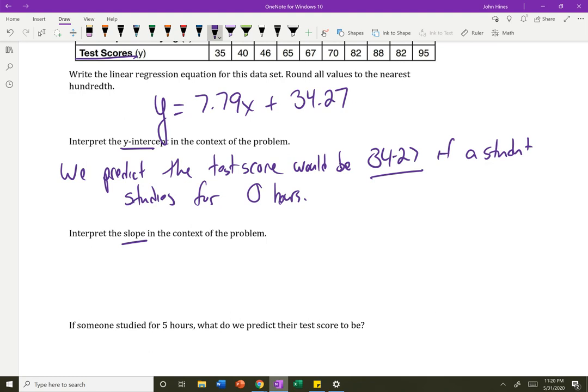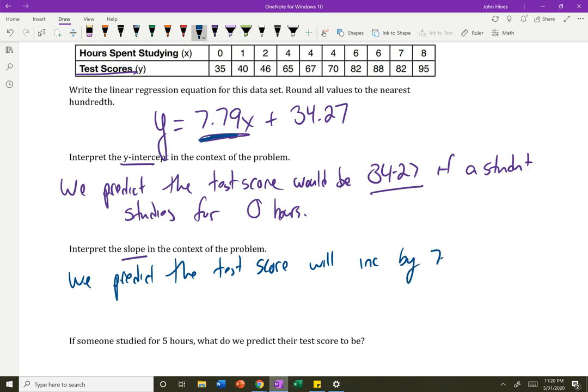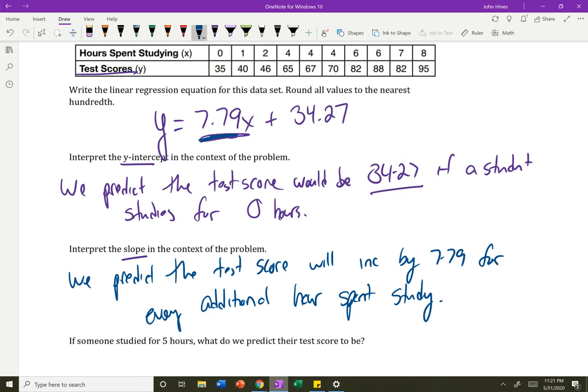Interpreting the slope, that's describing the change. That's our slope right here in front of x. What's the change? So we predict the test score, what's my rate of change, will increase by 7.79 for every additional hour spent studying. That's our prediction. We predict that if you study for another hour, your test score will go up by 7.79.